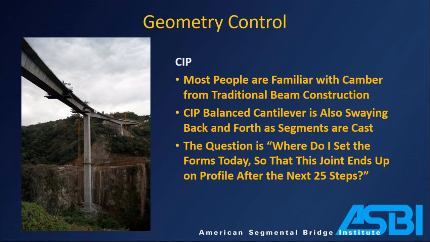And the question that really gets to the heart of that is, where do I want to set my forms today for this pour, so that when I'm done rocking back and forth and stressing tendons and doing all the things that I'm going to do, I end up at my target elevation. So that's the goal. You need to set your forms somewhere that is not on the profile, so that when you are done making all of these steps, creep and shrinkage is a part of that too. As you go through the construction cycle, I want to end up somewhere.